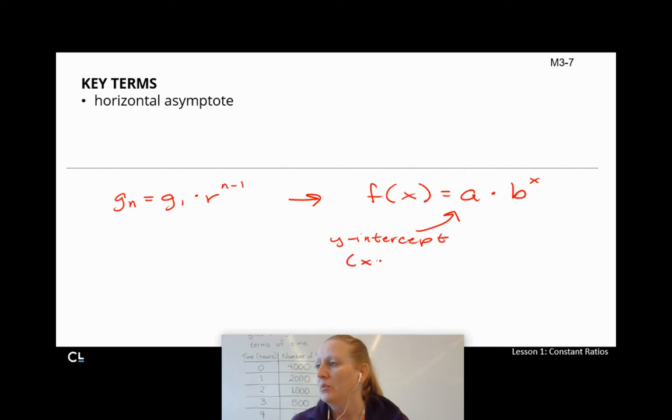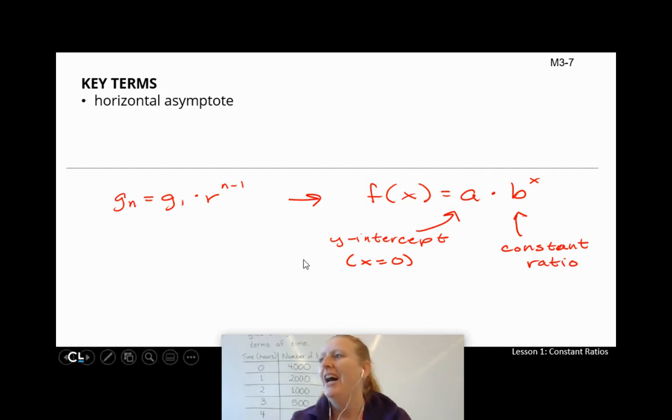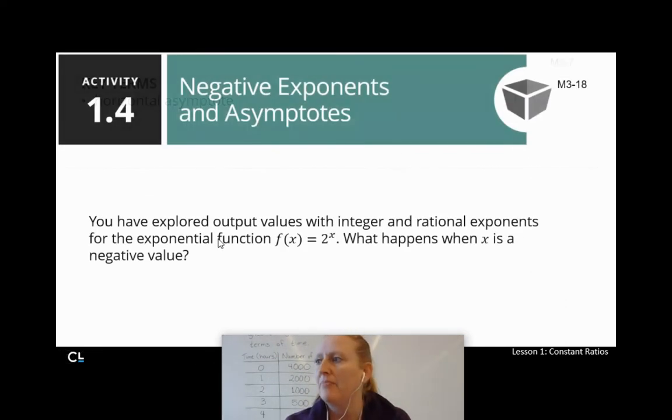Also, it's where x equals 0, right? Always useful. And of course, b is our constant ratio or common ratio, whichever way you want to call it. Both ways of saying it are correct. So it was really nice because if I have my y-intercept and I know what my constant ratio is, boom, I could write the exponential function. Very convenient, very, very useful. So we are kind of moving away from this form and we're moving more toward this lovely form over here. And we talked about how to do that last time.